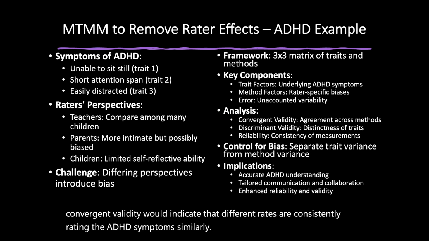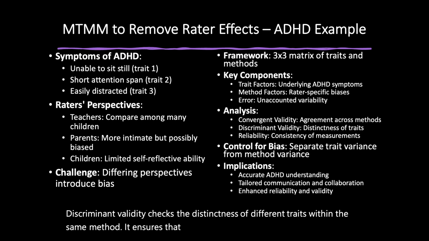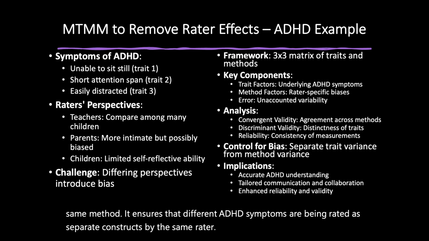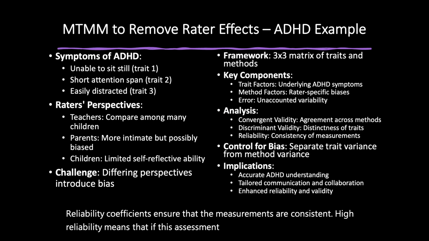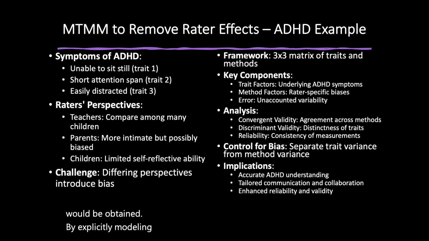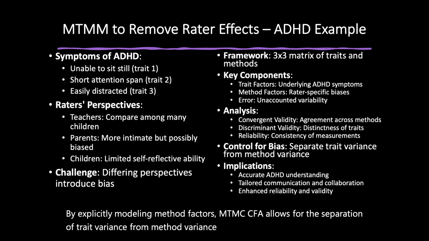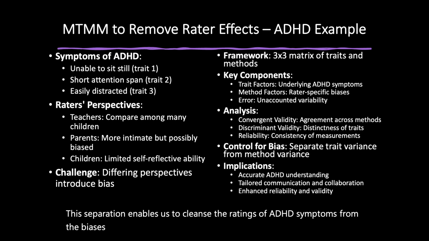Discriminant validity checks the distinctness of different traits within the same method. It ensures that different ADHD symptoms are being rated as separate constructs by the same rater. Reliability coefficients ensure that the measurements are consistent. High reliability means that if this assessment were repeated, similar results would be obtained. By explicitly modeling method factors, MTMM-CFA allows for the separation of trait variance from method variance. This separation enables us to cleanse the ratings of ADHD symptoms from the biases introduced by different raters.